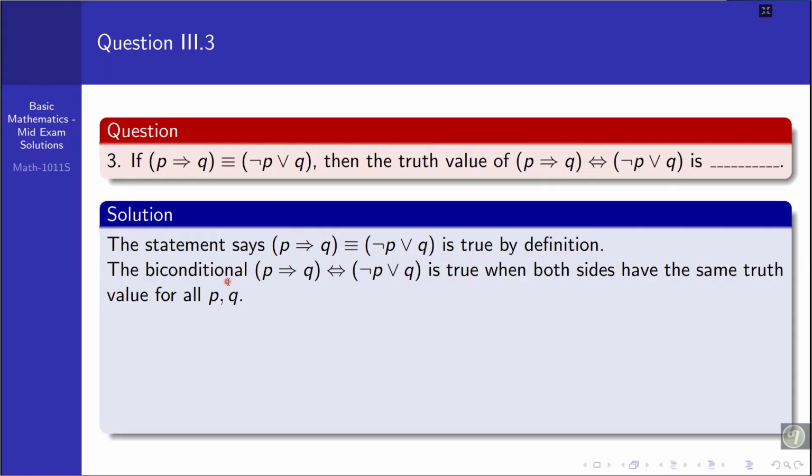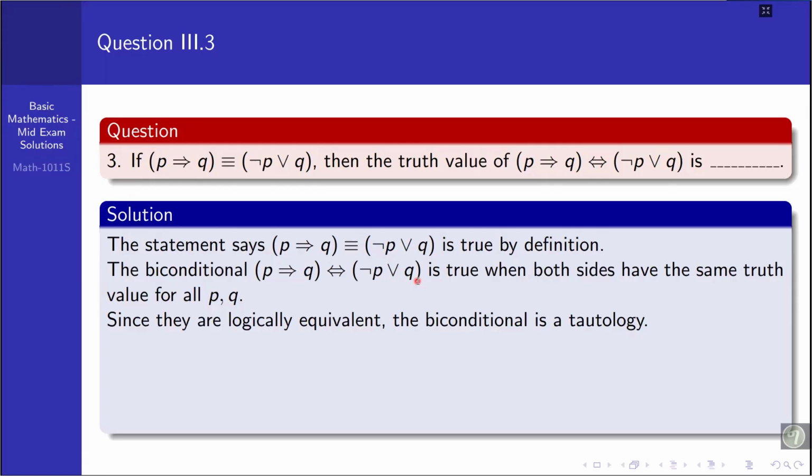And from the definition, or simply the rule of the biconditional, the biconditional P implies Q if and only if negation of P or Q is true whenever both component statements have the same truth values. That means either both P implies Q and negation of P or Q are true, or both are false at the same time. Therefore, since they are logically equivalent, the biconditional is a tautology because they have the same truth values.